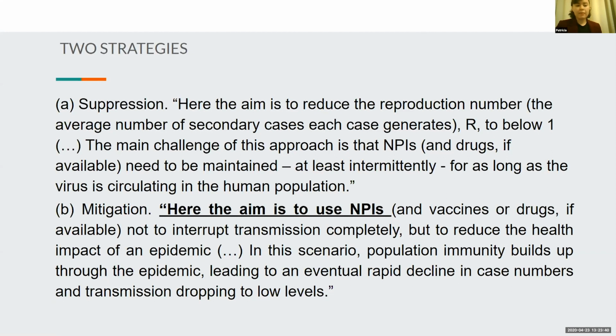And the second method is using mitigation. Here the aim is to use NPIs just to minimize the transmission rate so that the population is able to respond in an appropriate manner, in terms of having enough hospital beds and enough supplies for healthcare workers to deal with the number of transmissions that are going across the community.